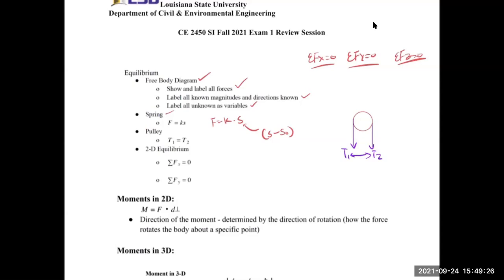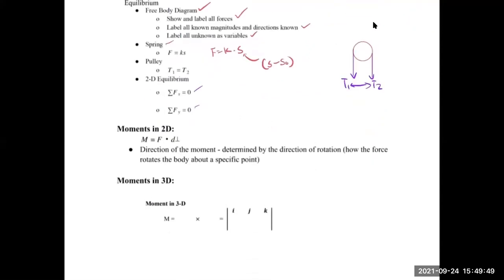And for the 2D equilibrium problem, you have to apply the summation of force in the y direction and the summation of force in the x direction, because you know that all of the forces added together will be equal to 0. This is a static class, not a dynamic class. We want the object to stay stationary.